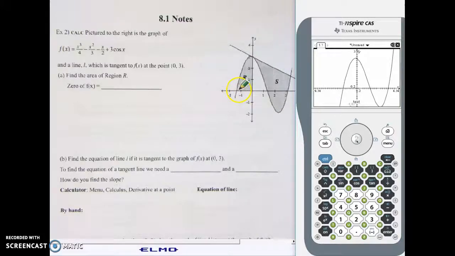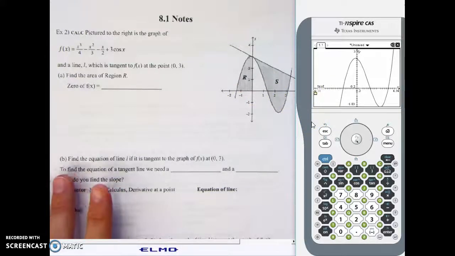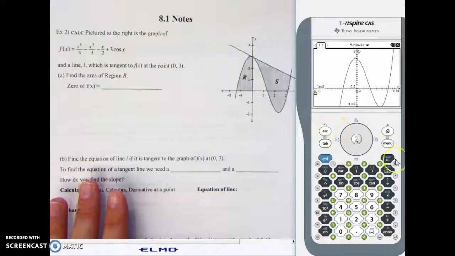You can't make this up. You can't say it's negative 1.5. You have to actually find it on the calculator. So that's going to be step one, is find the zero. So how do we do that? Well, I typed the instructions on the other page on how to use a calculator to find the zero.